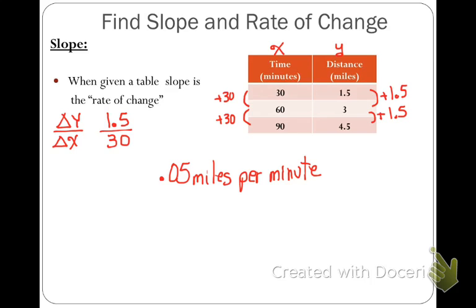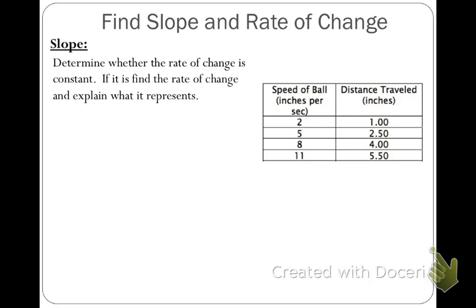And that is what that rate of change means for this particular situation. Okay, let's look at another one. Determine whether the rate of change is constant in this table, and if it is, find the rate of change and explain what it represents. Okay, again, I'm going to look at my x value, which is the speed of the ball, and I'm adding 3 here, I'm adding 3 here, and I'm adding 3 there. So I have a constant rate of change in my x values.